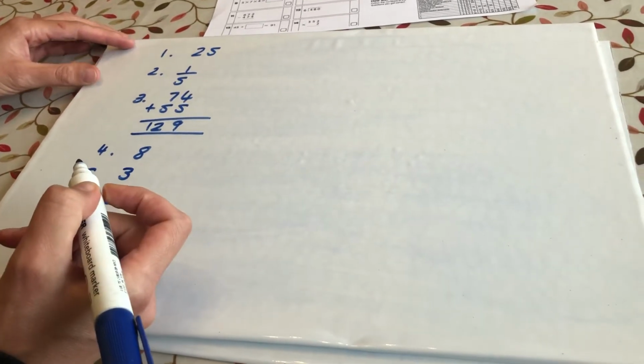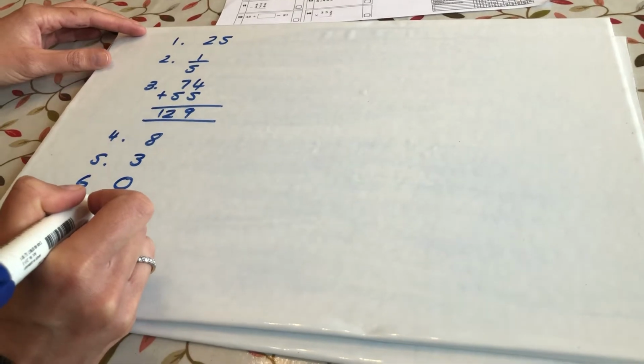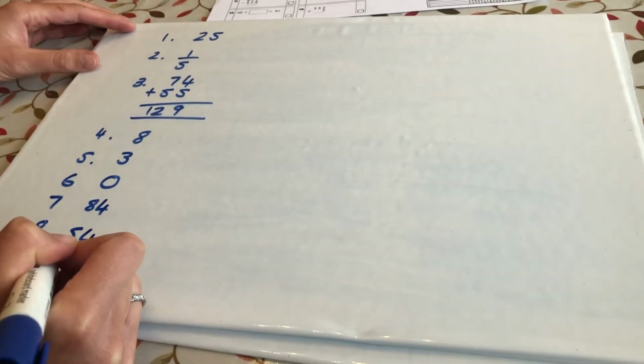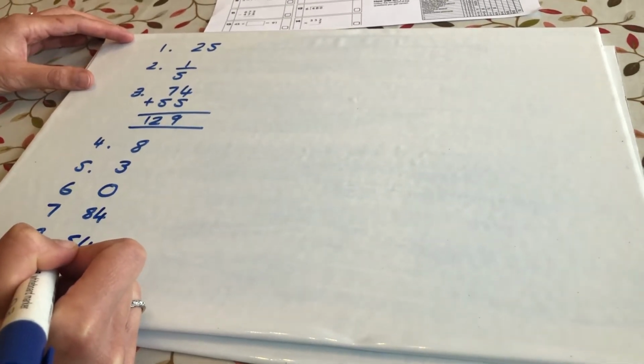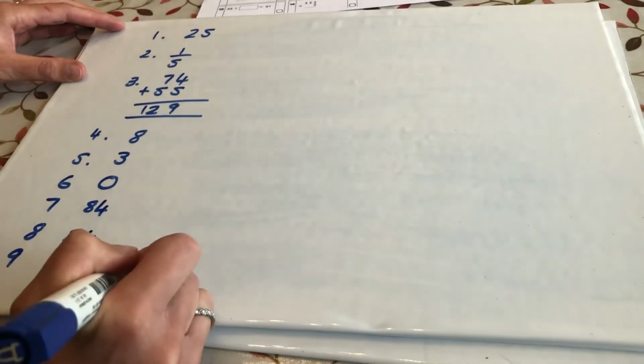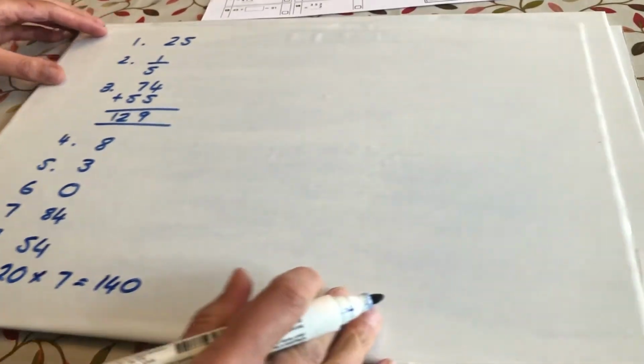Number 7, 7 times 12 is 84. Number 8, something divided by 9 equals 6. Use the inverse, 9 times 6, 54. Number 9, 5 times 7 times 4. Change the order of the calculation. 5 times 4 is 20, because that gives me a multiple of 10. And then 20 times by 7. Cover your 0 over. 2 times 7 is 14, and add the 0 back on.